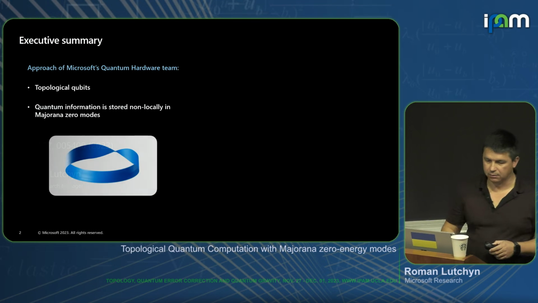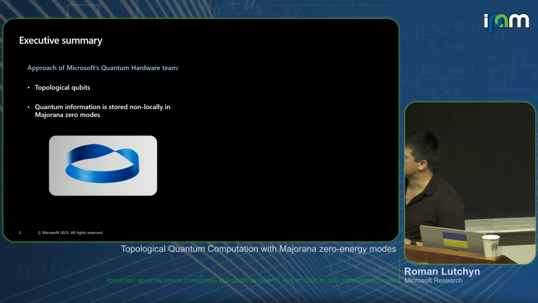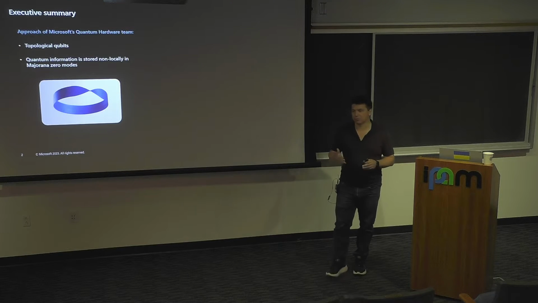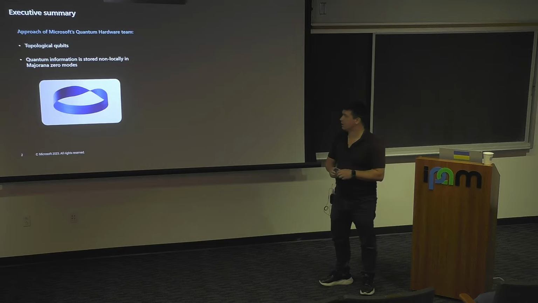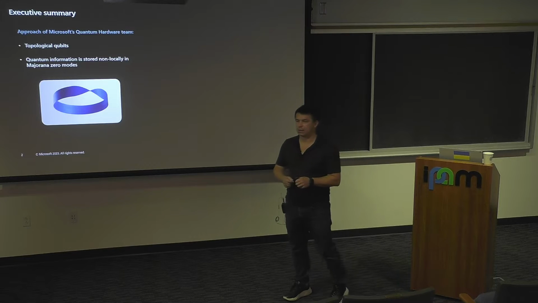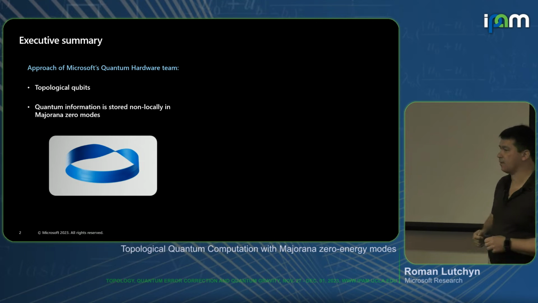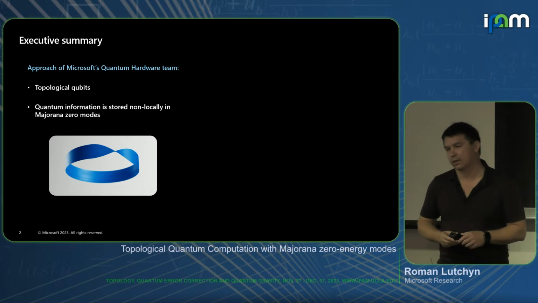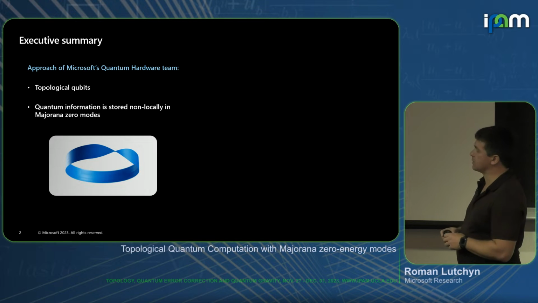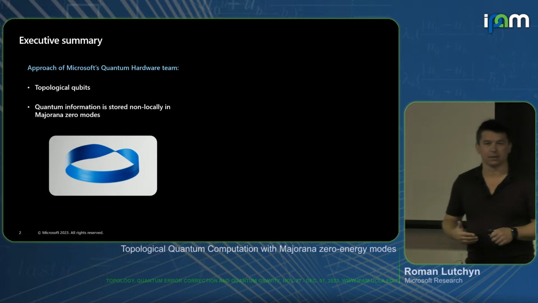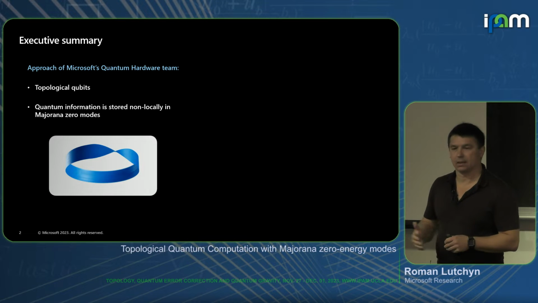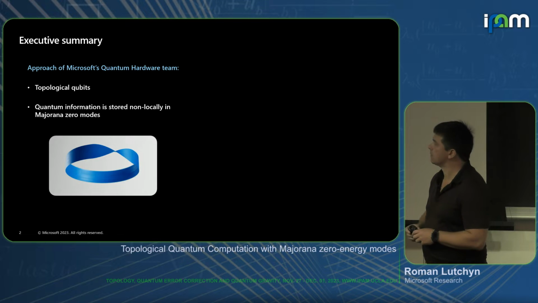So Microsoft's approach to building quantum hardware is based on topological qubits. These qubits are protected from local errors by essentially topology. We encode quantum information in Majorana zero energy states that are separated from each other by a distance larger than the characteristic length scale. In this scenario, local errors are suppressed, and we can build fairly robust qubits using this topological superconductivity approach.